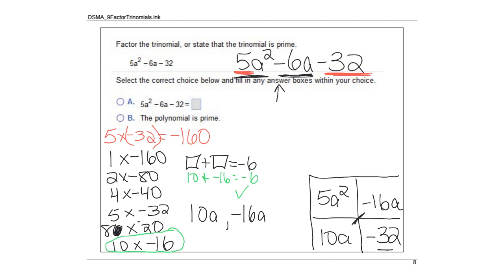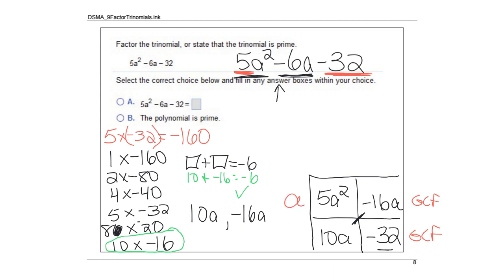When I added these boxes that are catty-corner together, I would get the negative 6a, because 10 minus 16 would give me negative 6, and then the a, and then the negative 32 on the end. So now we're going to go row by row and look for our greatest common factor. Okay, so 5a squared and negative 16a. Well, we can't pull any numbers out because 5 and 16 don't have anything in common.